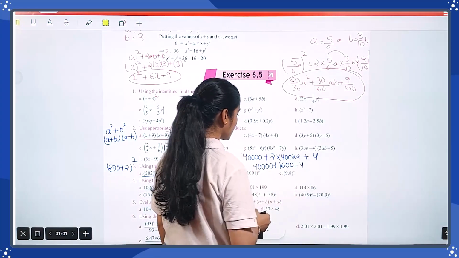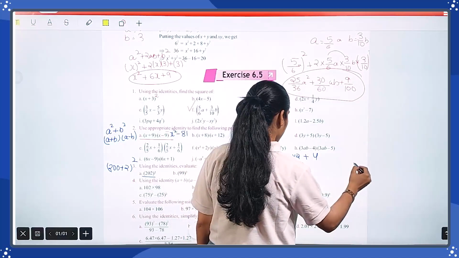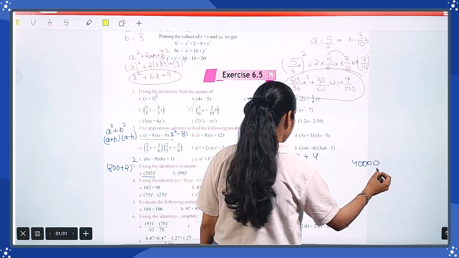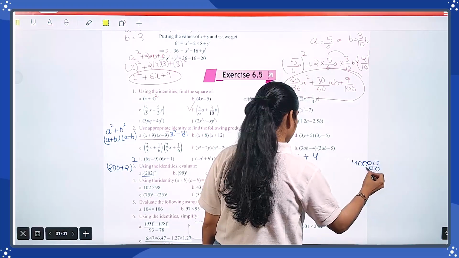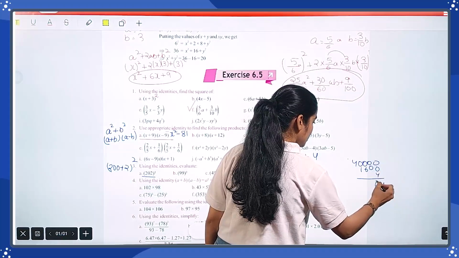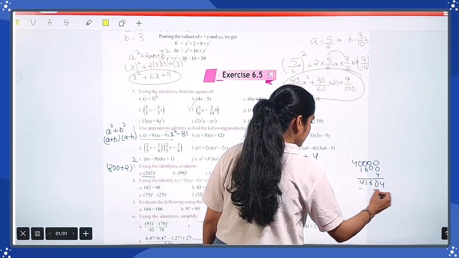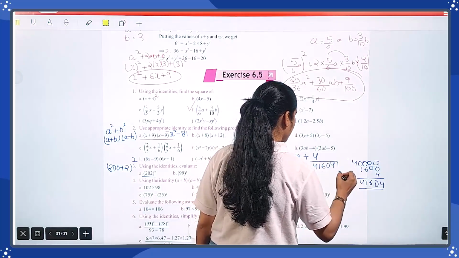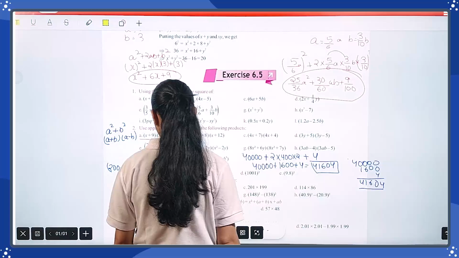Now you have to add these numbers. 40,000, 1600 and 4. This is your final answer: 41,604. So in the same way, you have to solve the rest of the questions.